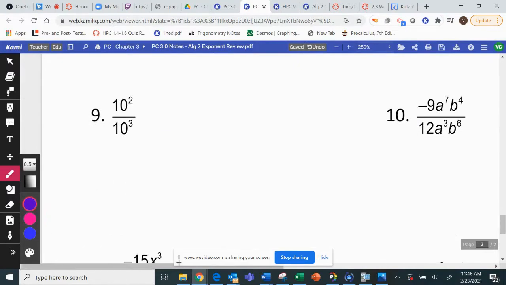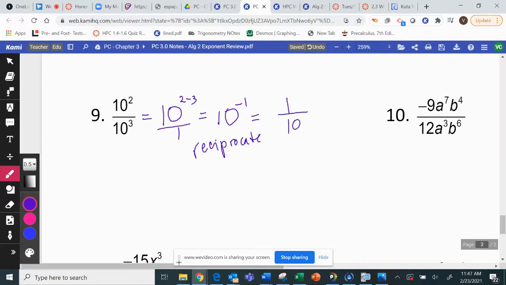Okay, I've got same bases and I'm dividing. So I can take that same base and subtract the exponents. That gives me 10 to the -1. When we subtract the exponents, it automatically is like on the top of a fraction. So 10 to the -1, and the -1 exponent tells me to reciprocate. So I get 1 over 10.